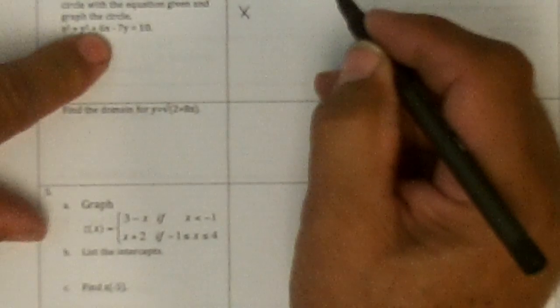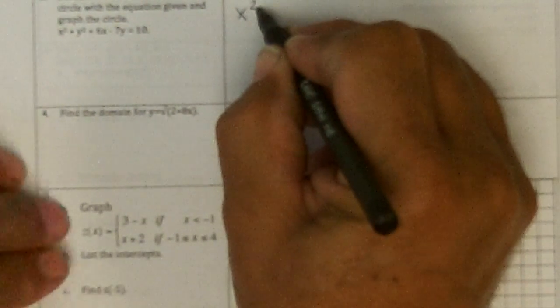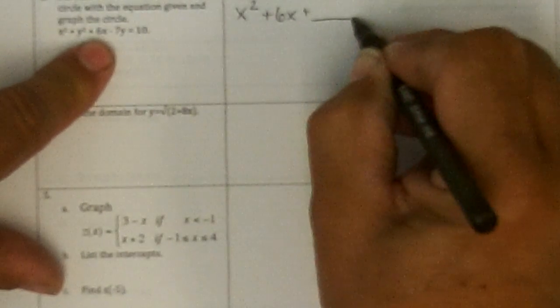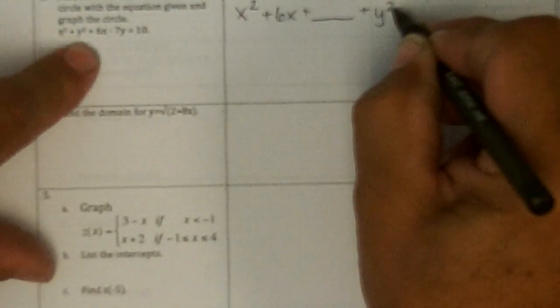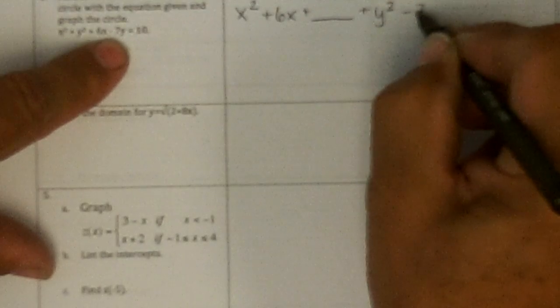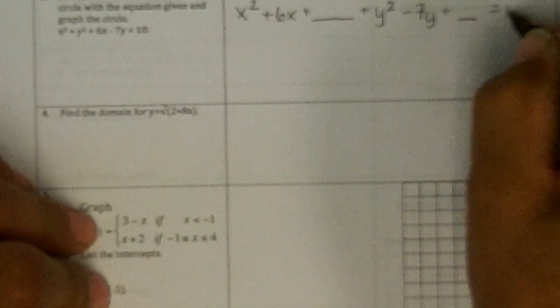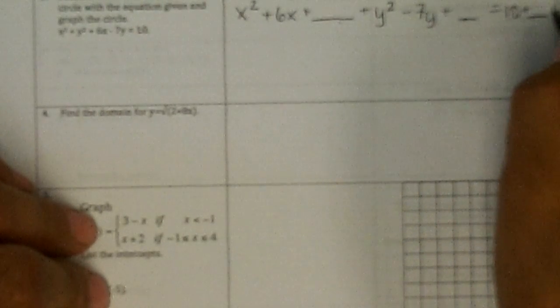Number 3, find the center and radius. So we're going to reverse this process. We're going to put the x's close together. x squared plus 6x plus something we don't know yet, plus y squared minus 7y plus something equals 10, plus whatever we add there, plus whatever we add there.